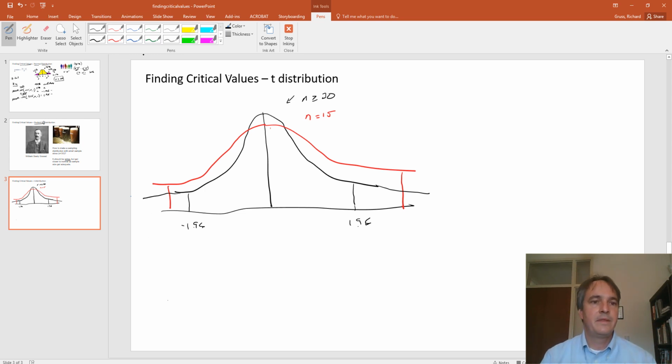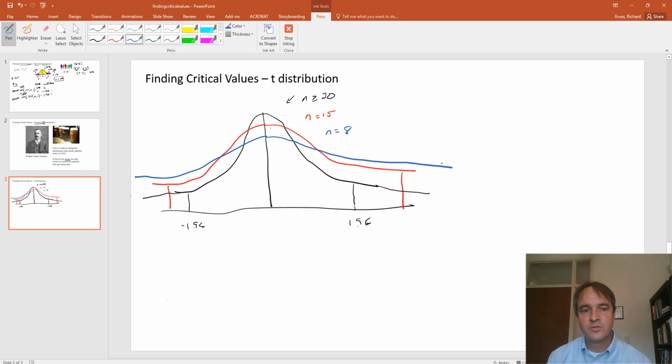Okay, and if we have even fewer, let's say in another case, in the blue here, we only had 8. Now we can't be as confident that we're going to capture 95% of people within a certain range. So we need to widen that range. We're looking at a distribution that's going to have even fatter tails here. So in order to catch 95%, we're going to have to go all the way out to here. Let me bring this tail out here.